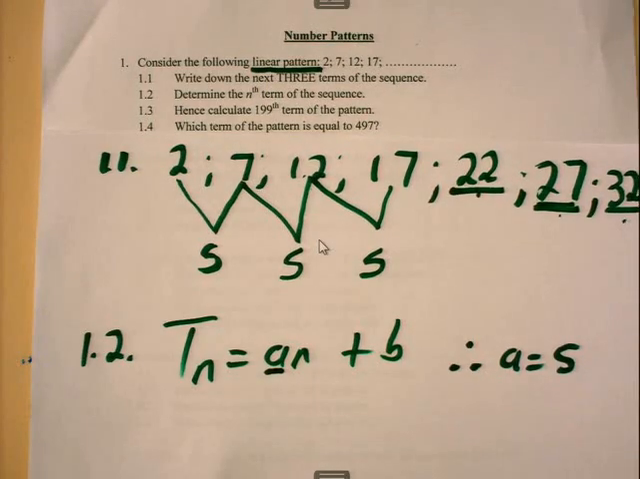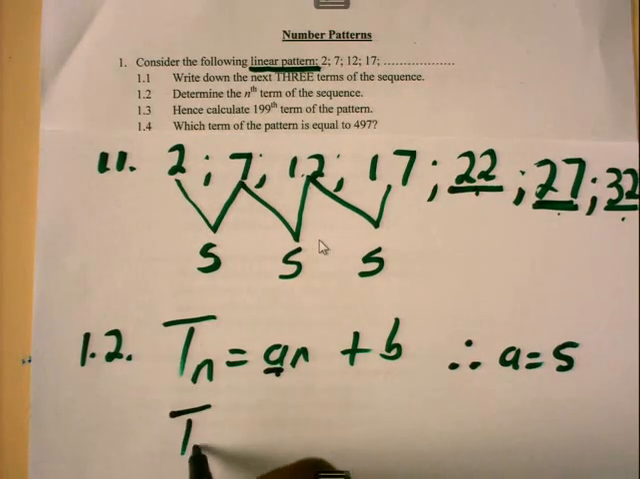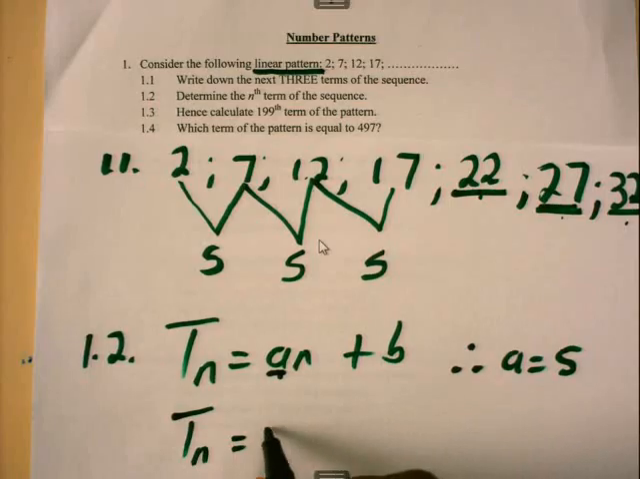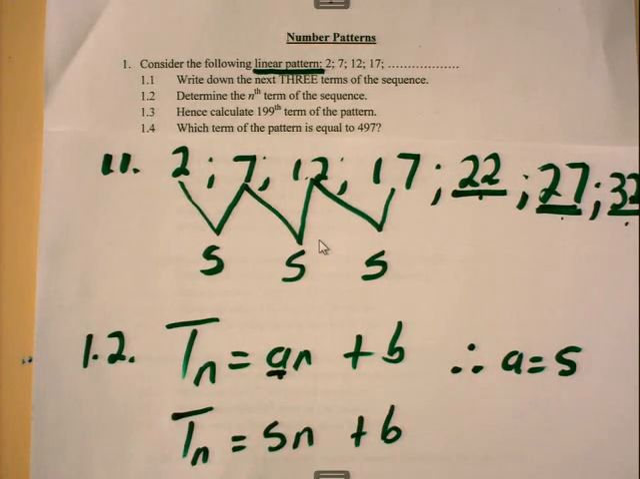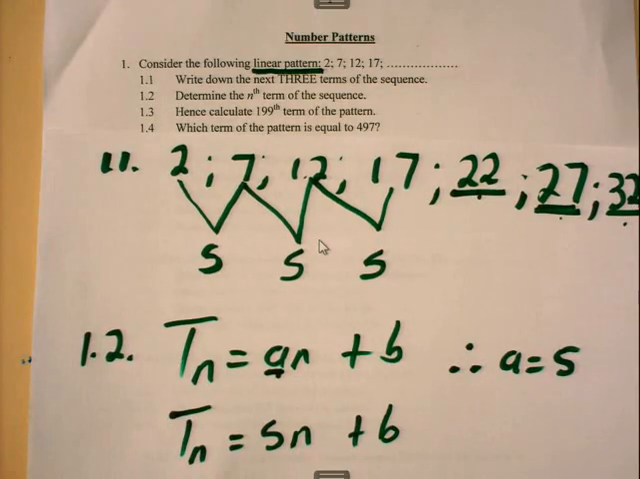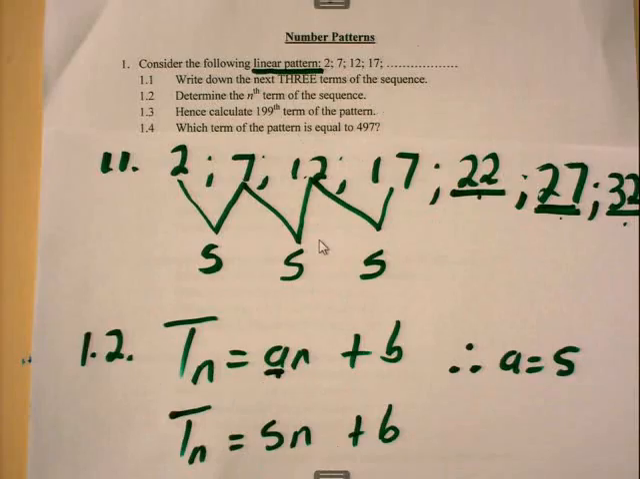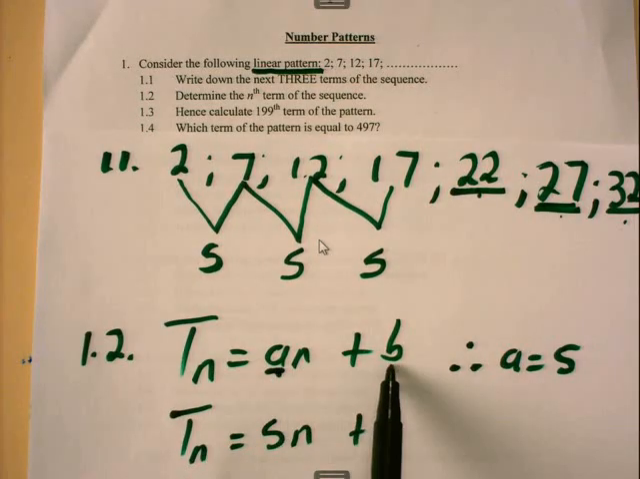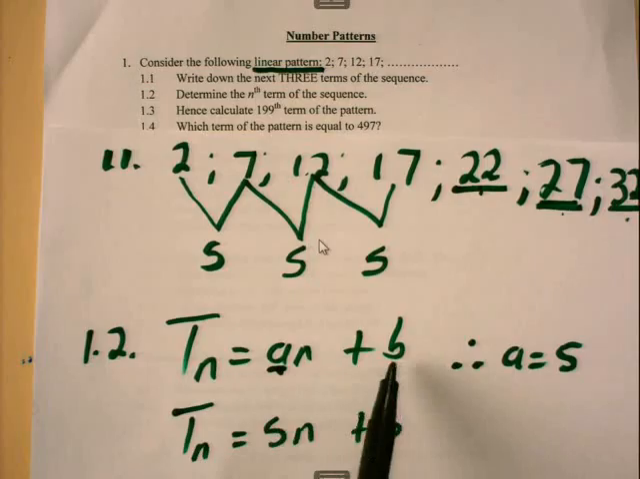So if a is equal to 5, we then substitute the value of a in this general term formula. Therefore, the nth term will then be equal to 5n plus b. Meaning that if the question states determine the nth term of the sequence, all we have to do is to determine the value of a and the value of b.